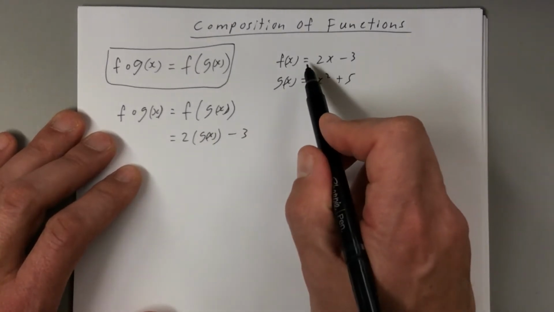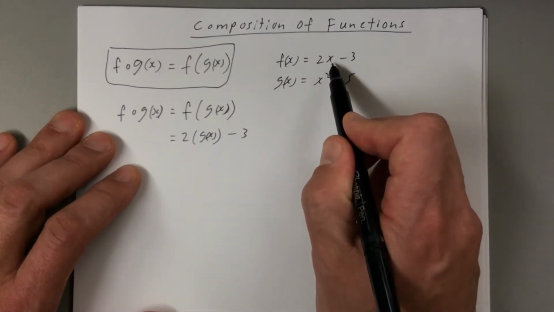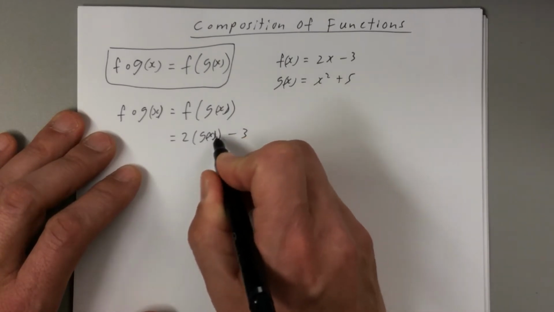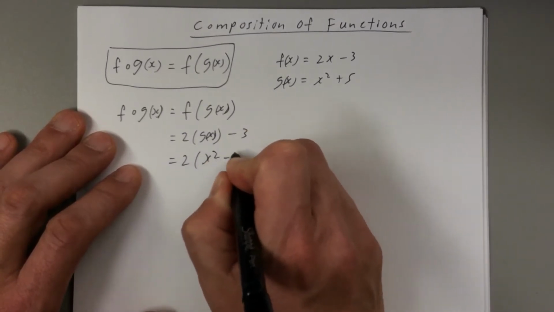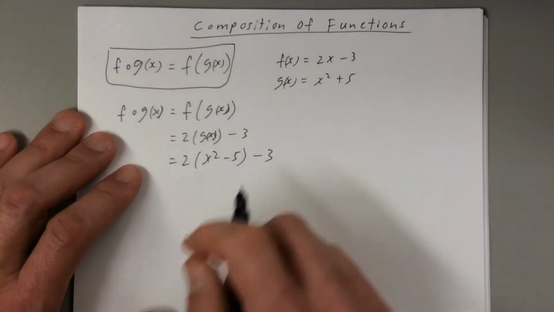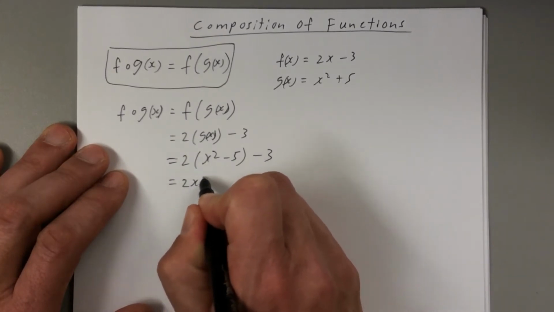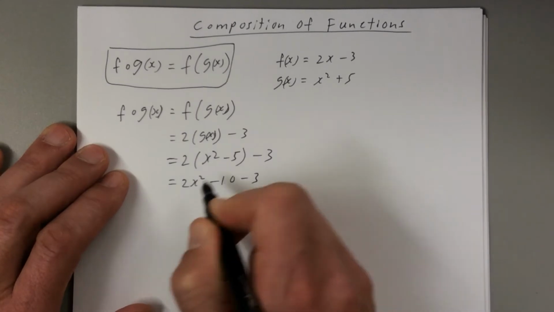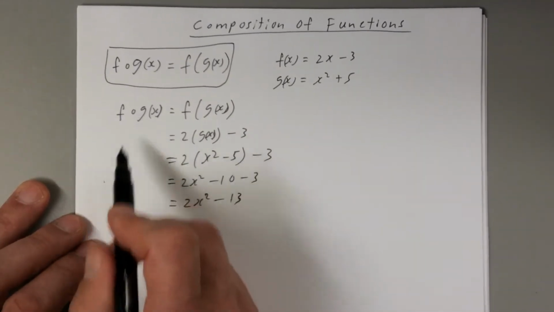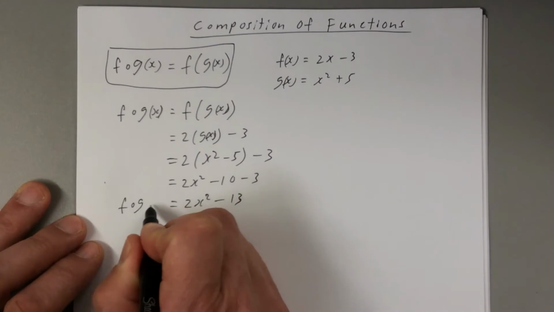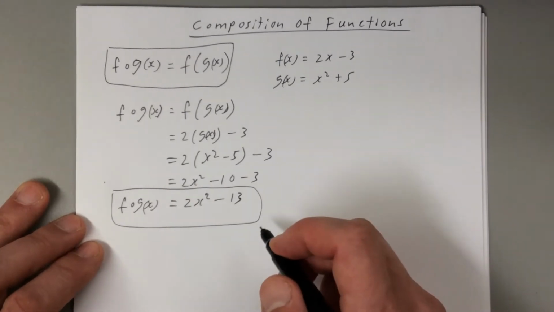So f of x is the function 2x minus 3. This is the input for f of x, so I'm putting that in where the x is. Now, I'm going to replace the g of x with the actual function. So 2 times (x squared plus 5) minus 3. We can multiply this out: 2x squared plus 10 minus 3, and that gives us a new function of 2x squared plus 7. So this new function, f circle g of x, is this. This is what it means to compose two functions.